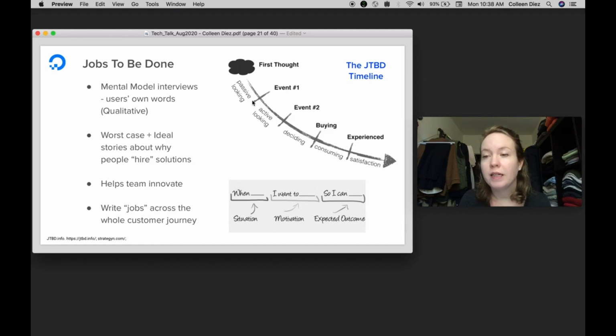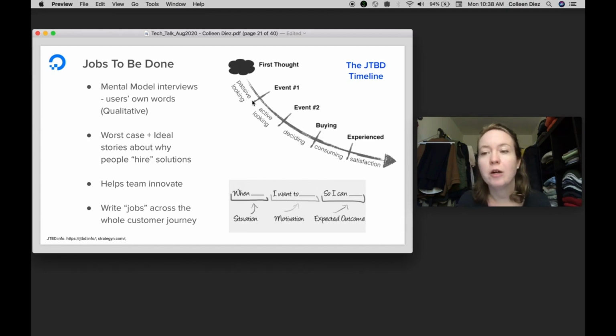And then finally, it's written with "so I can," and that is typically an expected outcome or a desire. We call this a desired outcome. And it's how customers are measuring the progress or improvement, how they're measuring the success essentially of your particular solution. So you can write these jobs across the entire customer journey.